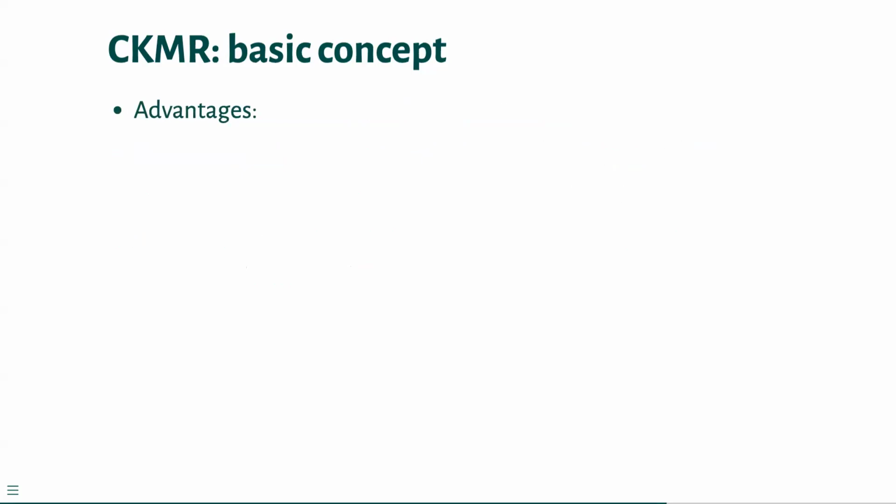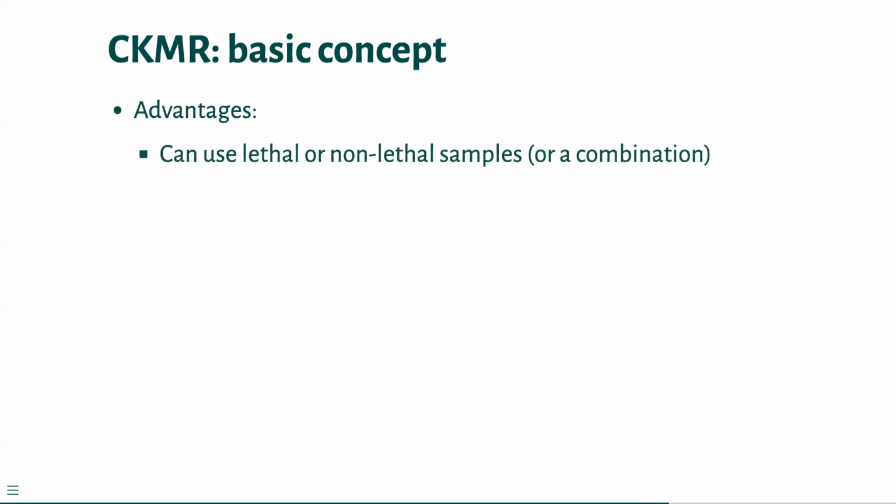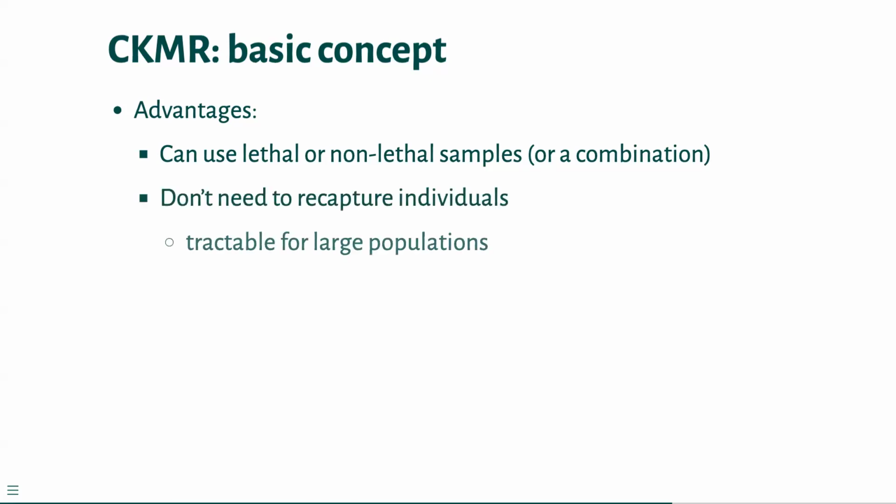Some of the advantages of close-kin mark-recapture are that you can use lethal or non-lethal samples. Because you're not recapturing individuals, it doesn't matter if you kill them in the sampling process. And it also makes it tractable for fisheries because the fish are being harvested anyway. If you can take a tiny sample from each of those, then you can use this method. But you can also use non-lethal samples. Again, you just have to do some accounting for the survival going forward. You don't need to recapture individuals, and it's tractable for large populations.